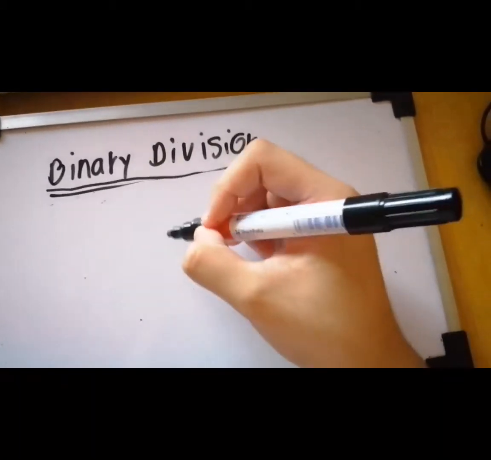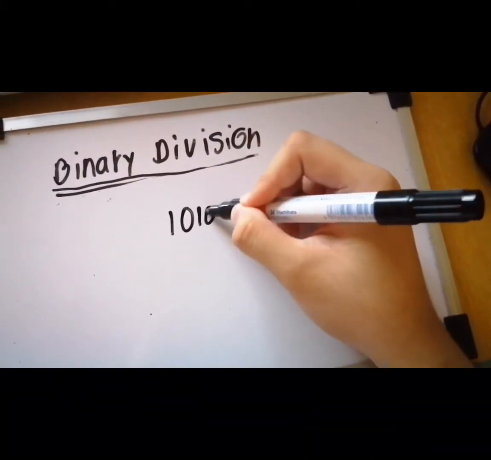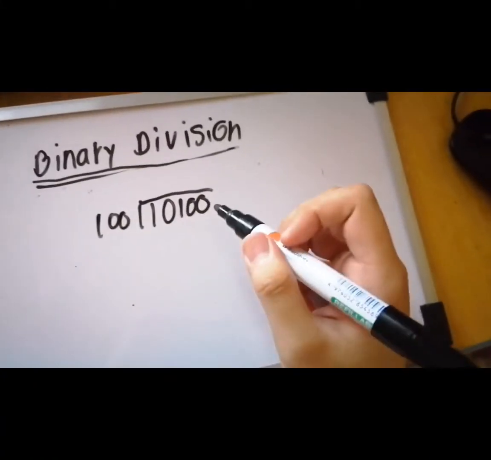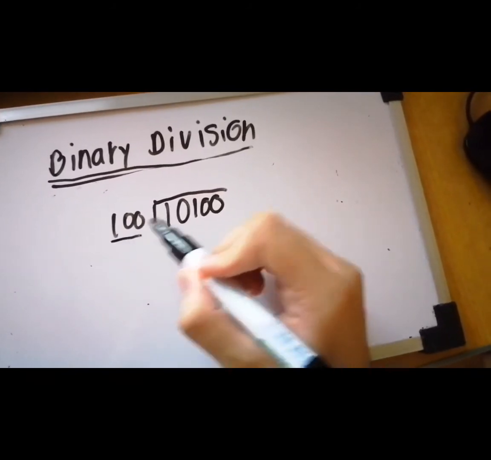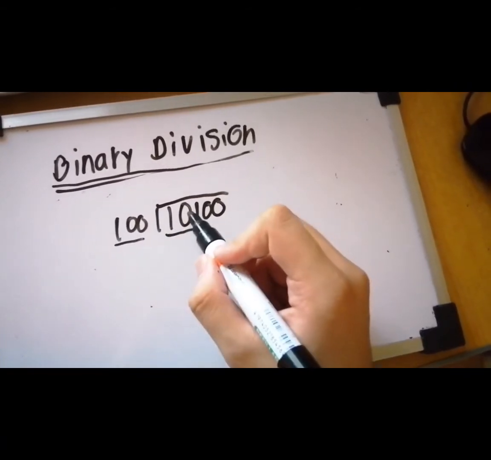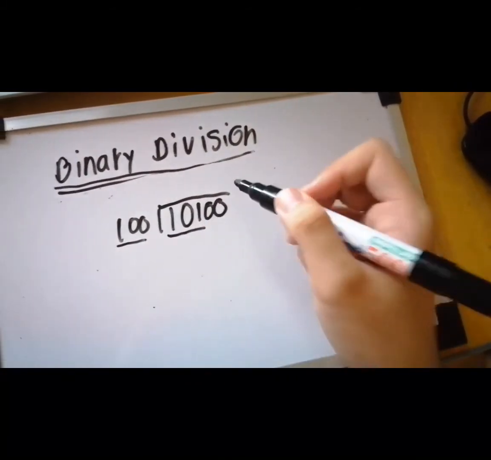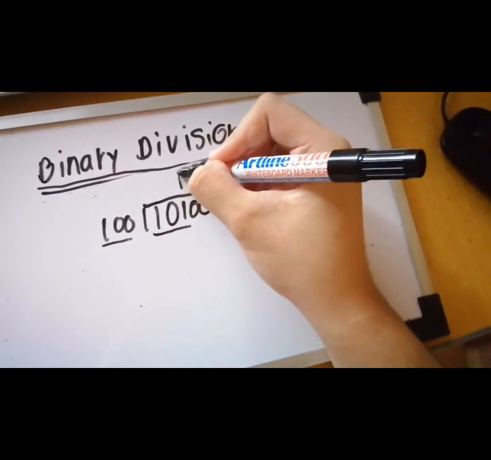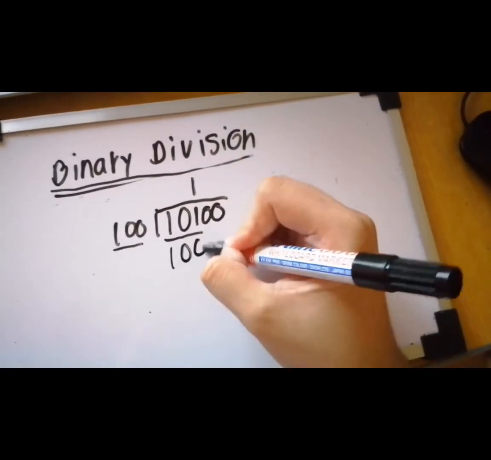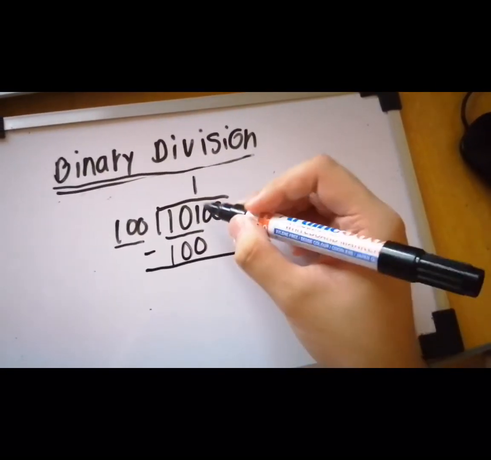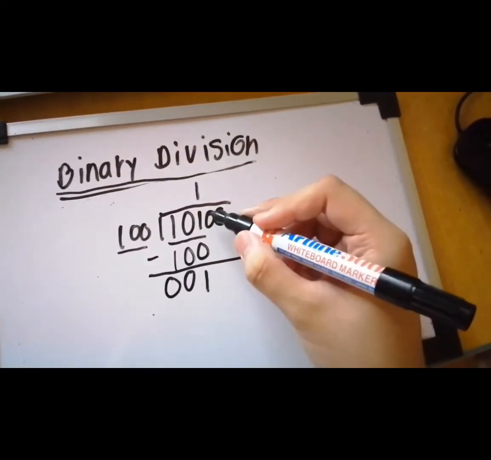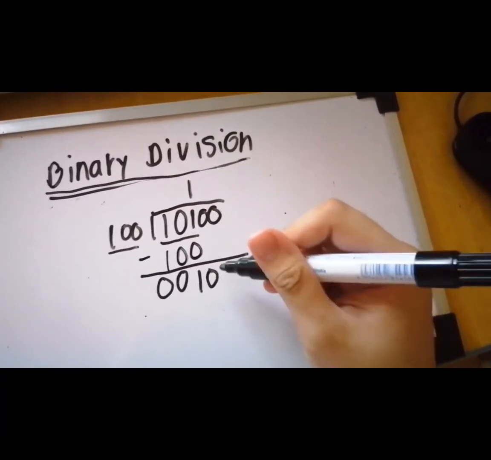Now, as an example, 1, 0, 1, 0, 0 is the dividend, and 1, 0, 0 is the divisor. Now, based on the number of digits, we'll base here 101 and 100. Now, since the dividend is greater than the divisor, then the first quotient shall be 1. Now, the quotient multiplied by the divisor is equals to 100. Now, using binary subtraction, 101 minus 100 is equals to 001. Now, bring down 0 just like a regular decimal division.